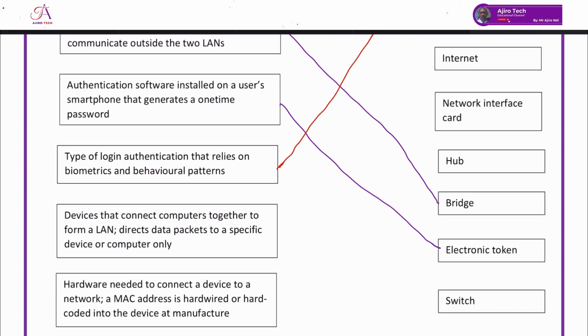Device that connects computers together to form a LAN. Direct data packet to a specific device or computer only. That's seen as what? A switch.